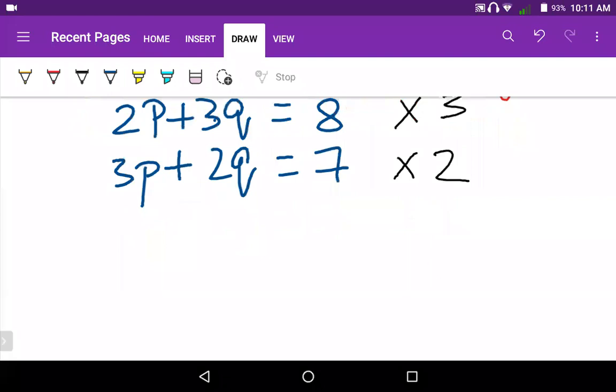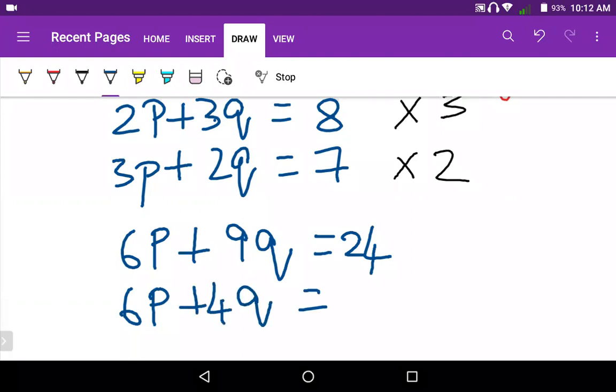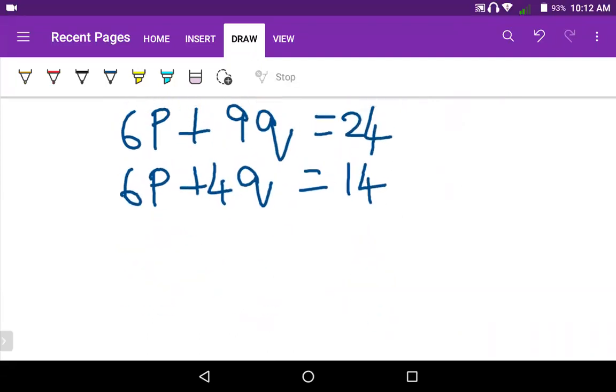Now if you multiply equation 1 with 3, what is the answer that you get? You will be getting 2 3s are 6p plus 3 3s are 9q and then 8 3s are 24. Okay, so this is what we will be getting. Then 3p plus 2q is equal to 7 into 2. So 3 2s are 6p once again. Then 2 2s are 4q is equal to 7 2s are 14. Okay, so these are the equations that we get.